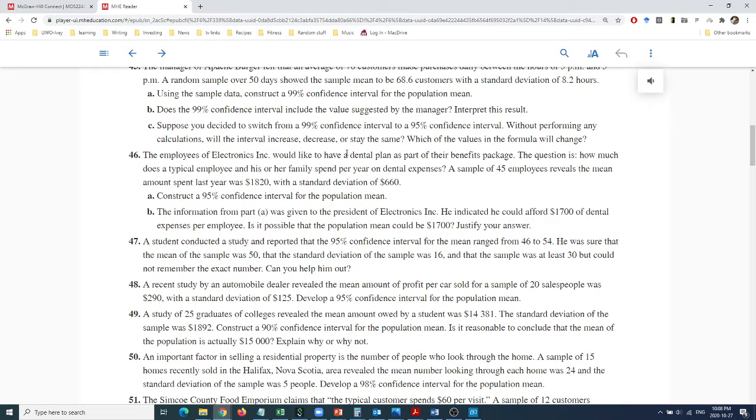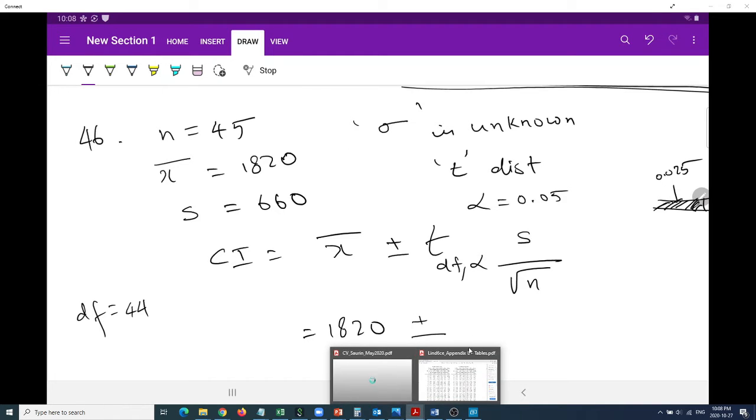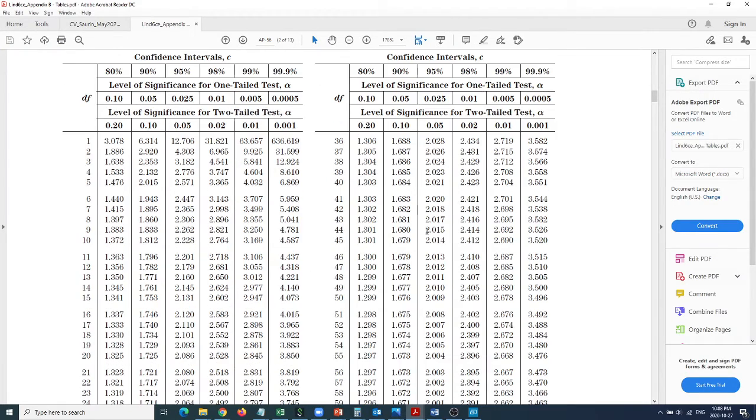So now that we have that, let's actually write it out. This is going to be 1820. What is your degrees of freedom? The degrees of freedom is going to be 44, which is n minus 1, since n is 45. So 1820 plus or minus the t value. Let's look at the table. The t value is going to be 2.0154. We're looking at a two-tailed test at 5%, and the degrees of freedom is 44, so 2.015.